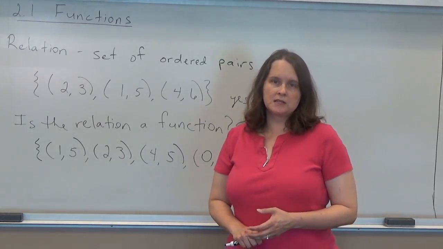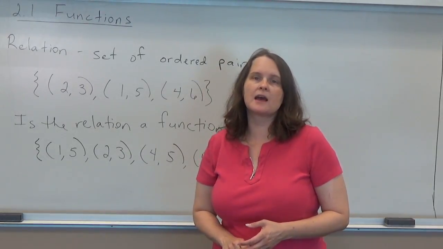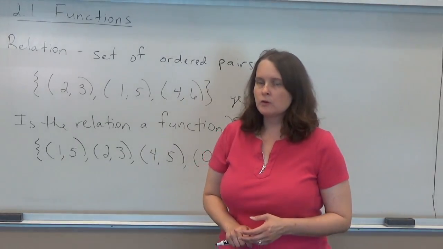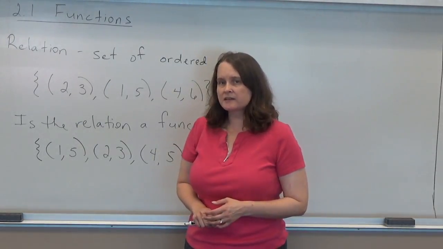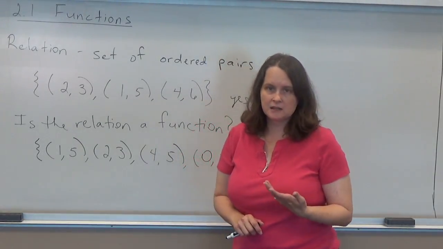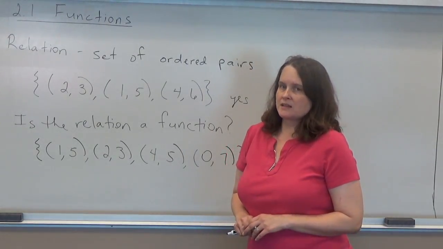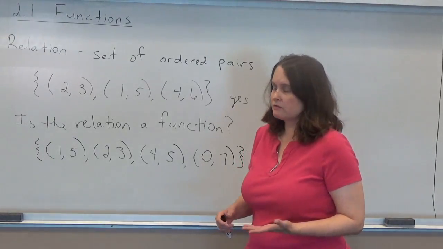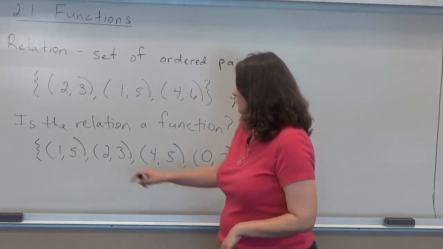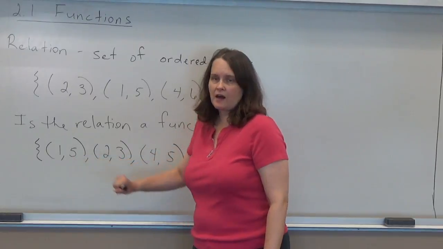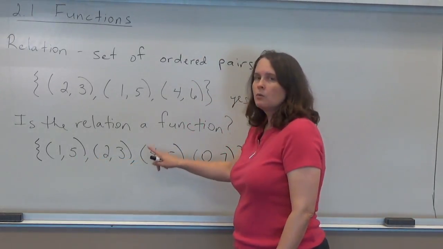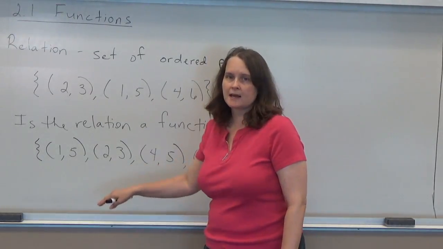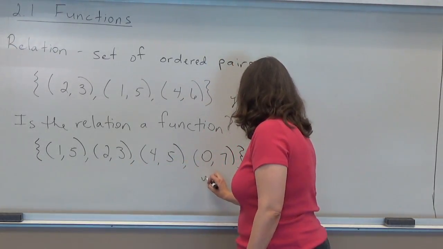So if you read the definition of a function, it states that each x value is matched with exactly one y value. So again, unless you've got an x value that's not being matched with anything, or unless you've got an x value that's getting matched with more than one y value, you've got a function. Okay, so when x is 1, y is 5, and when x is 4, y is 5, but it's still exactly one y value associated with each x. So this one is yes, this one is a function.